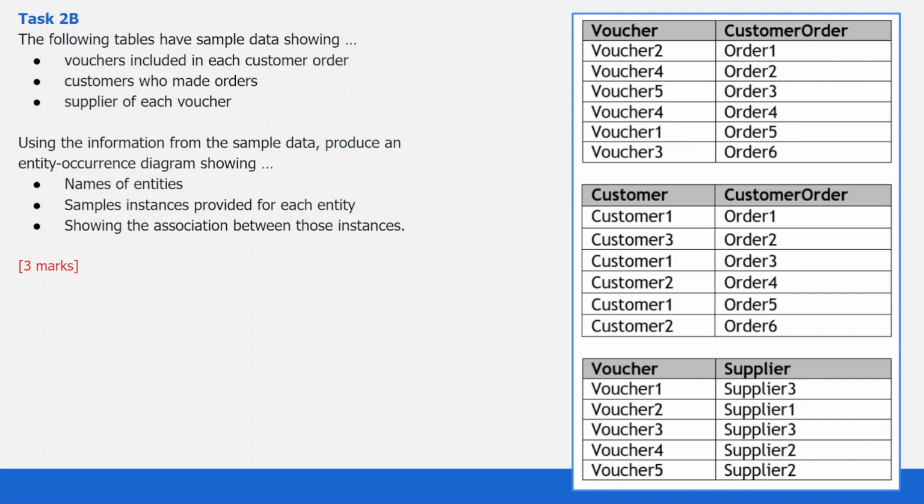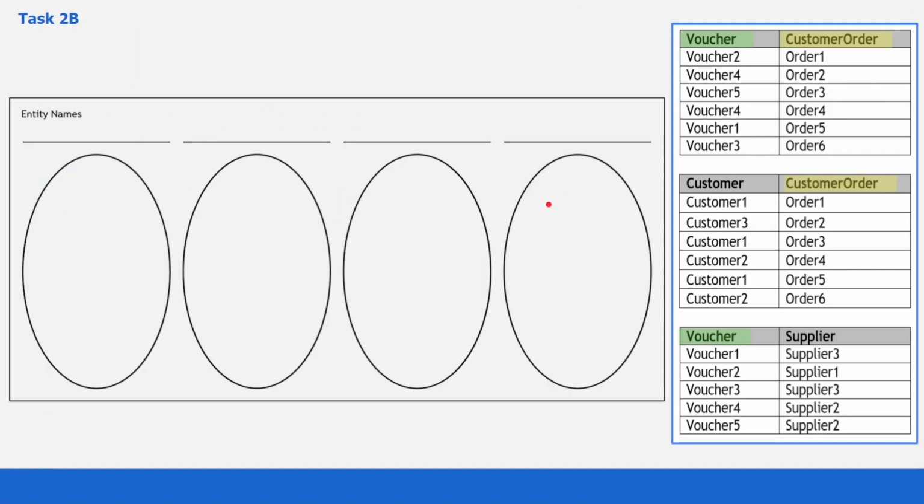Before we start looking at the entity occurrence diagram, we need to look at the relationship between the different entities that we have. We clearly have a voucher entity, a customer order entity, a customer entity, and a supplier entity. We can see here that voucher appears twice, so there's a relationship between voucher and supplier, and voucher and customer order. Customer order appears twice, as there's a relationship between customer order and voucher, and customer order and customer. By identifying these relationships, it will help us with our entity occurrence diagram.